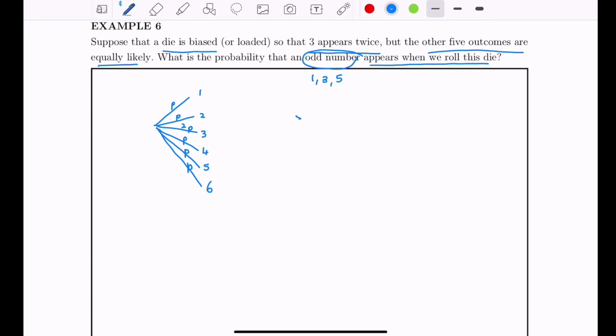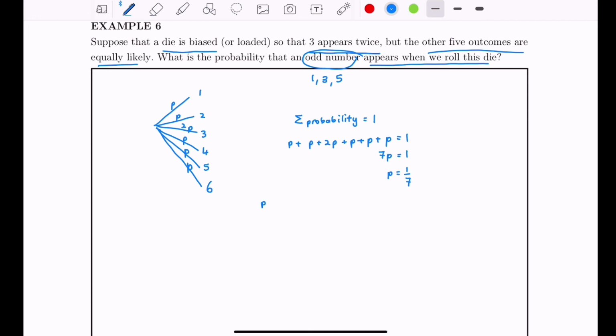Kita tahu summation of all probability equals to 1. So, P plus 2P plus P plus P plus P equals to 1. So, 1, 2, 3, 4, 5. 5 tambah 2, 7. So, 7P equals to 1. So, P equals to 1/7. So, ini adalah value of P.